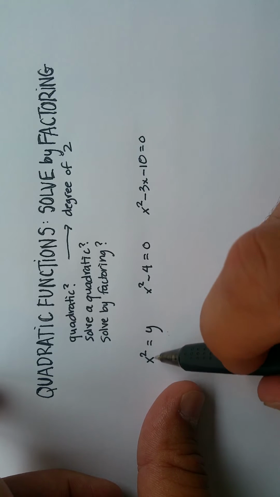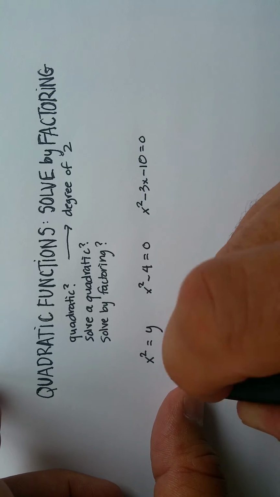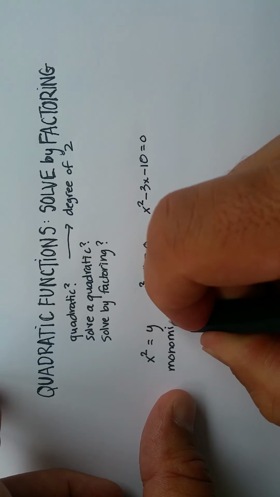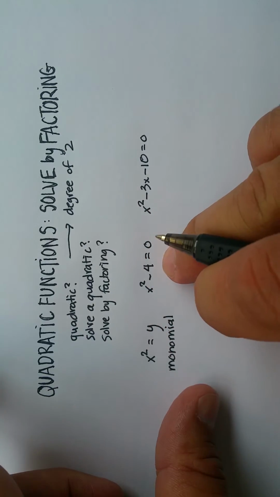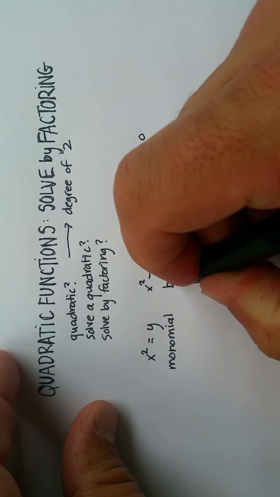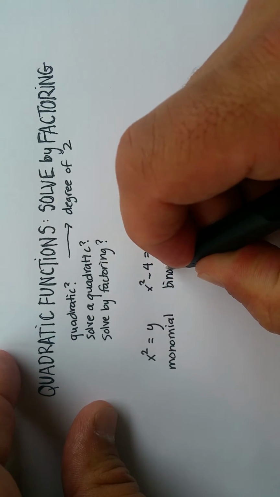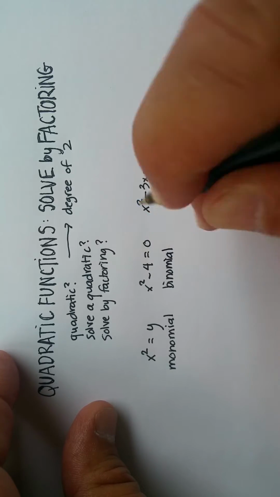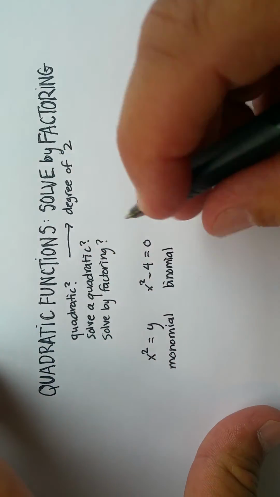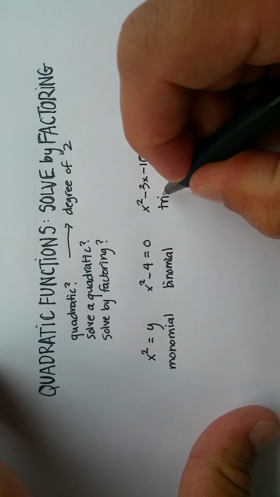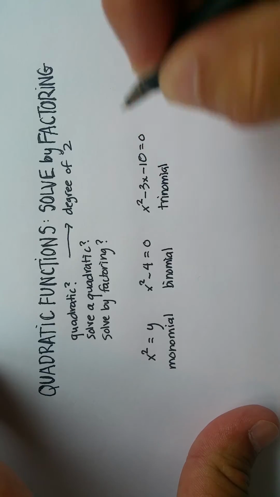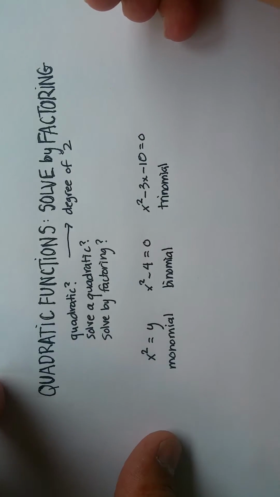Okay? Now, this just happens to be a monomial. This happens to be what they call a binomial because there are two terms there. So this is just a little bit extra here. And this is what they call a trinomial because there are 3 terms there. Okay, so I'm going to actually focus on trinomials in the rest of this problem.